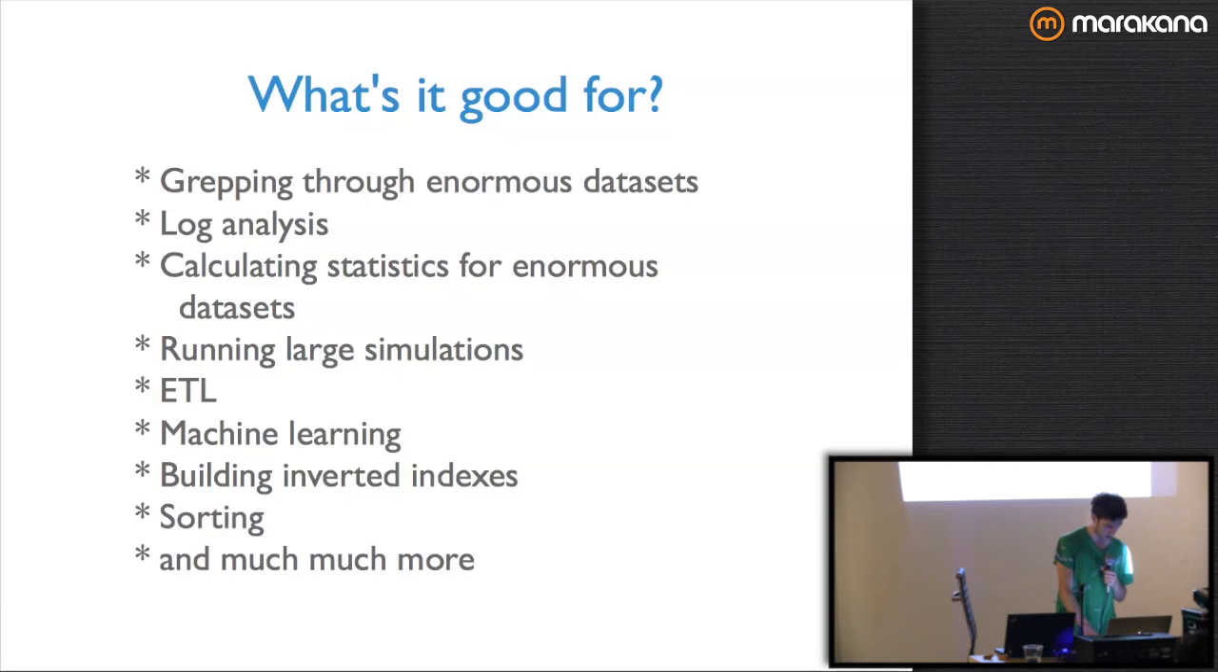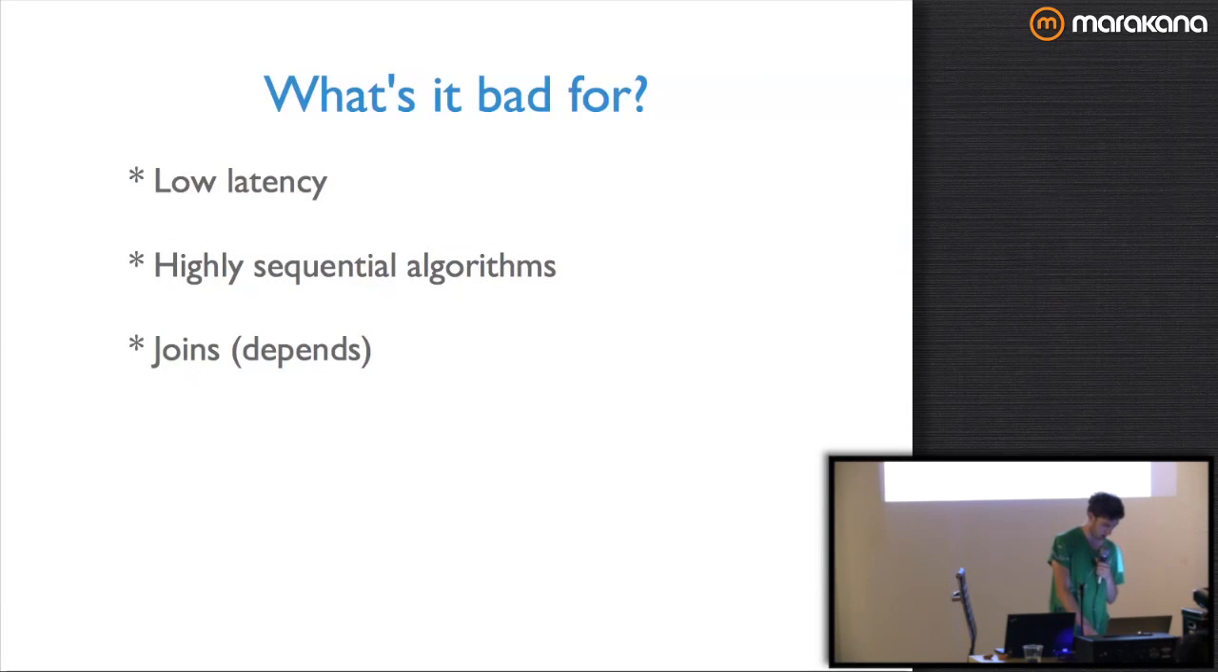So what is MapReduce not good for? It's pretty terrible at doing things at real low latency. If you have something that needs to be run immediately, there's a fair amount of overhead in setting up a MapReduce job. So it's really meant for batch processing, although there are frameworks that are trying to address this a little bit more. It's terrible for highly sequential algorithms. If there's no good way to run it in parallel, MapReduce isn't going to help you at all.